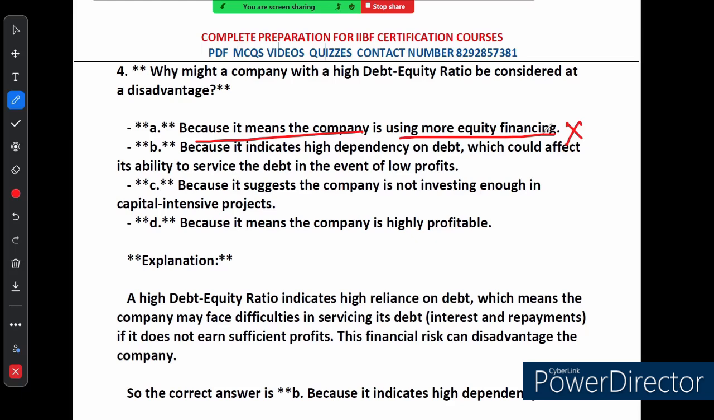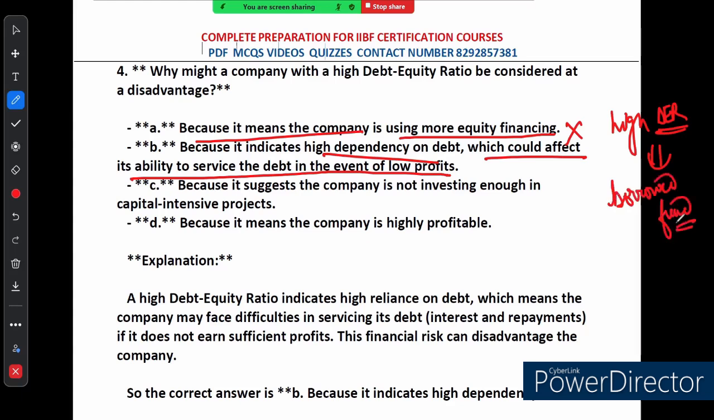Option B says because it indicates high dependency on debt which could affect its ability to service the debt in the event of low profitability. So this is the right answer. When we talk about a high debt equity ratio, it indicates that the company relies heavily on borrowed funds. What does it indicate? That the company relies heavily on borrowed funds.